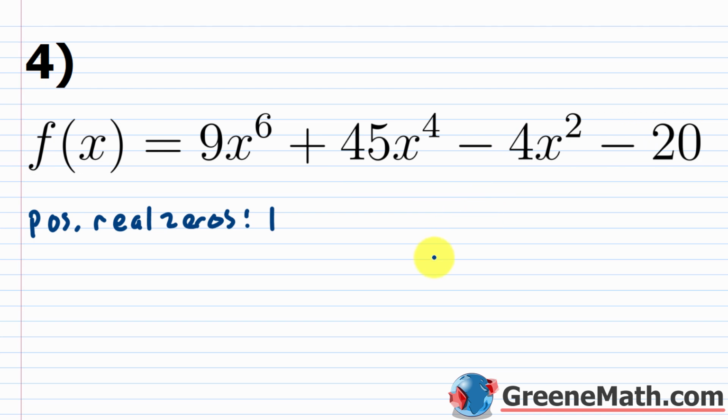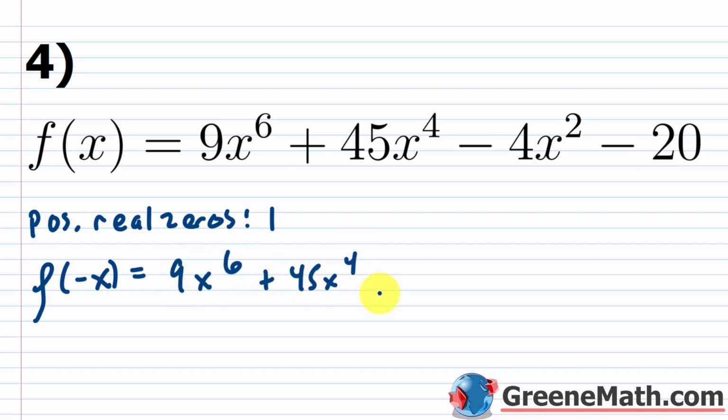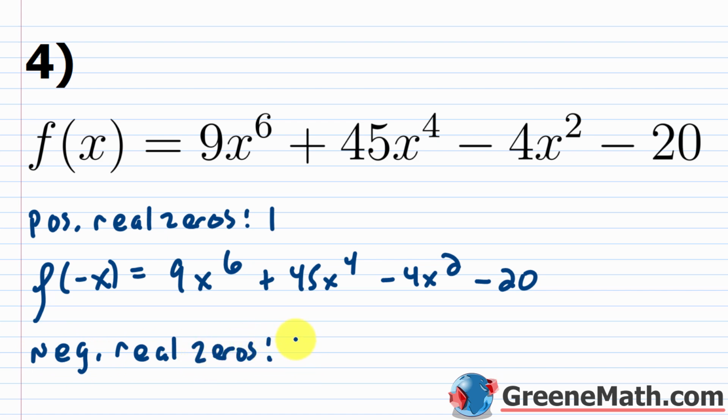Then when you flip this over, again, just like in the last problem, if you looked at f of negative x, well, this is even, even, even. This is not going to change. So it's exactly going to be the same. It's an even function. So this is 9x to the 6th power plus 45x to the 4th power minus 4x squared minus 20. Okay, so thinking about this, again, you would just have one sign change when you go from here to here. So when we say the number of negative real zeros, that is going to be exactly 1 as well.